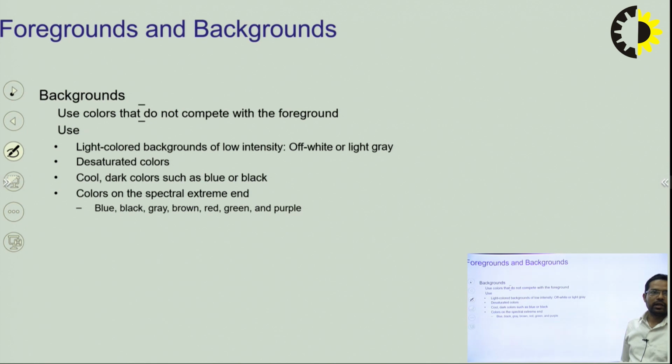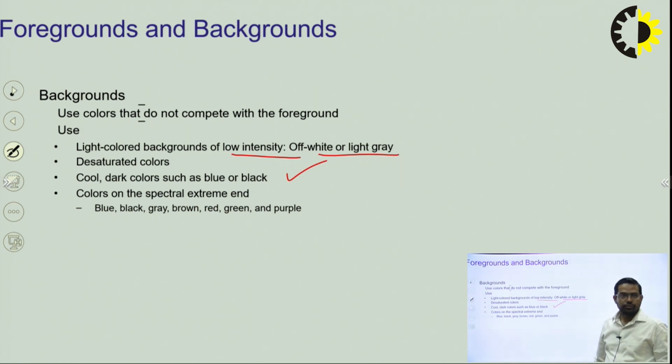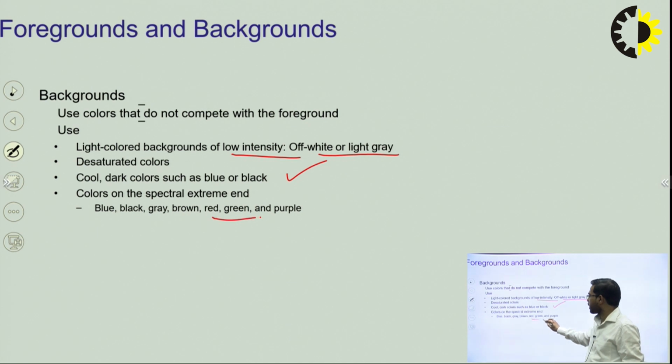Use colors that do not compete with the background. For example, if the foreground color is white and the background color is also white, that is not possible. If both are white, then we can't identify what kind of text is there. Use a light color background for low density, such as white or light gray. Otherwise use desaturated colors, or cool dark colors such as blue or black. Colors at the spectral extremes are blue, black, gray, brown, red, green and purple.